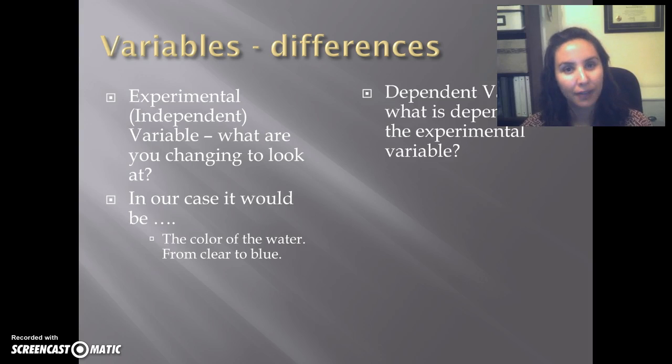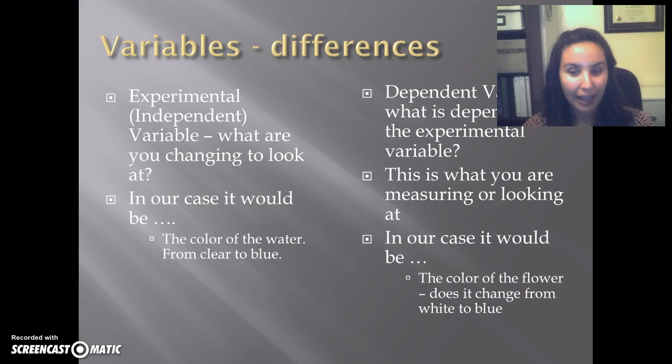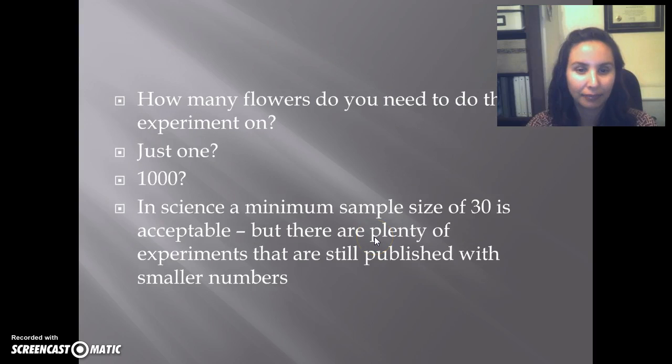Next, you have your dependent variable. Your dependent variable is what you're going to measure. It's what is dependent on the experiment. So what are we looking at that is dependent on the experiment? And that's what you're measuring or looking at. In our case, we're looking at the flower color. So our experimental variable is the water color. Our dependent variable is the flower color, because we want to prove that the flower color is dependent on the water color, as we're discovering those questions that we were looking at in the beginning.